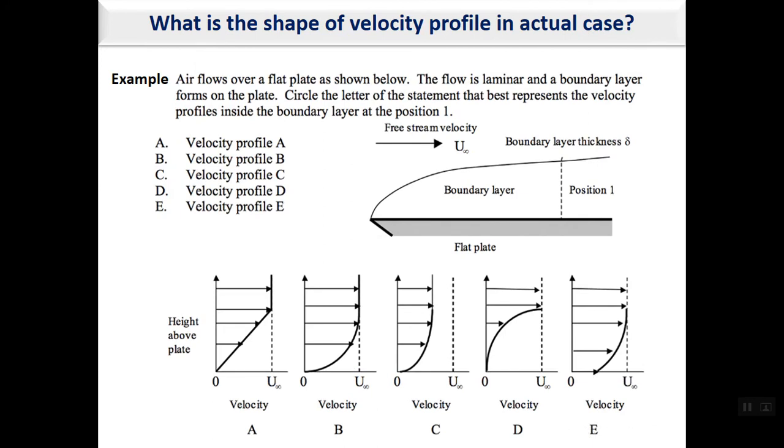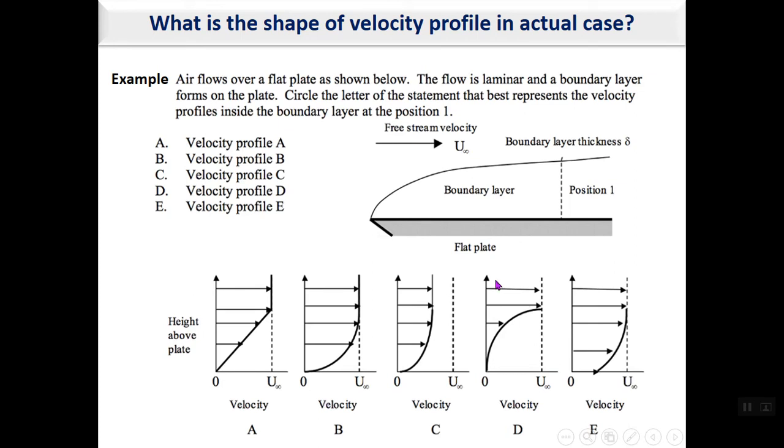Let's have another example about the shape of velocity profile in the actual case. Actually, in the actual case, the velocity profile is not linear, as I told you before. There's an example here. A fluid flows over a flat plate as shown below. The flow is laminar and the boundary layer forms on the plate. Circle the letter of the statement that best represents the velocity profile. Which one is correct for this figure?